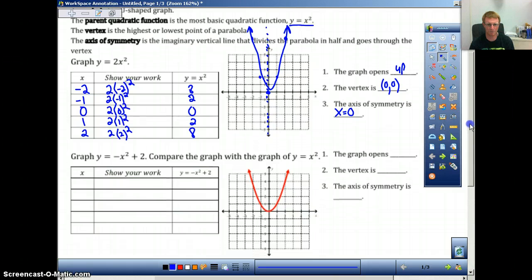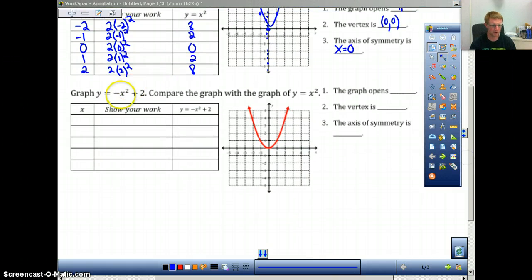Okay, let's look at the next one. This is a little bit different. So what we're going to do is I'm going to pick, again, 5 values, and it's just going to be real simple here. It's going to be -2, -1, 0, 1, and 2. And we're going to plug these values in, and then we're going to talk about it.